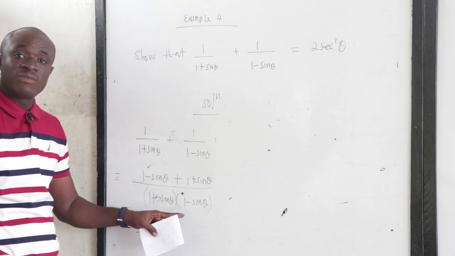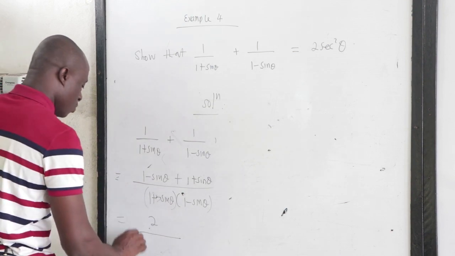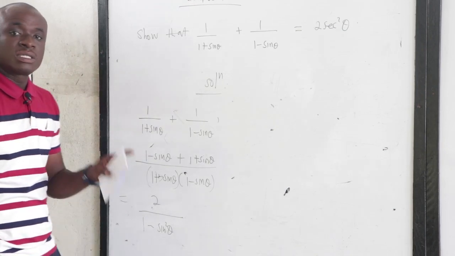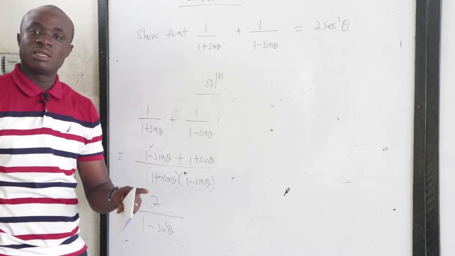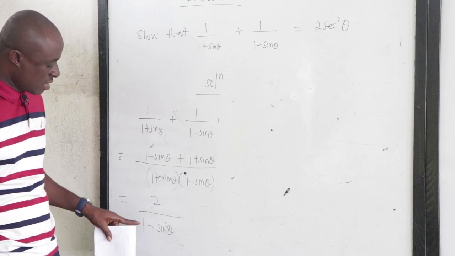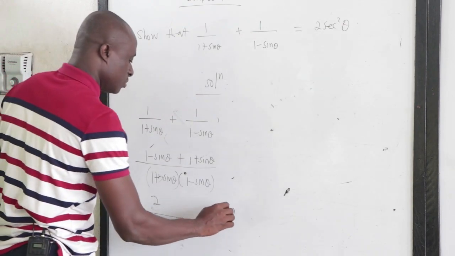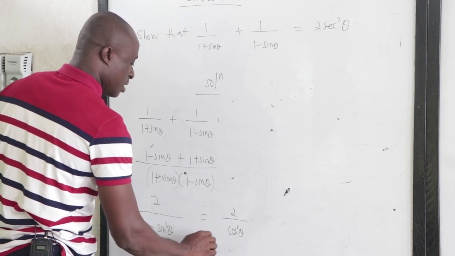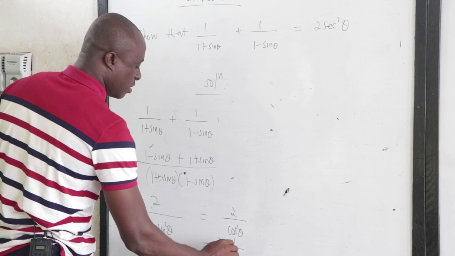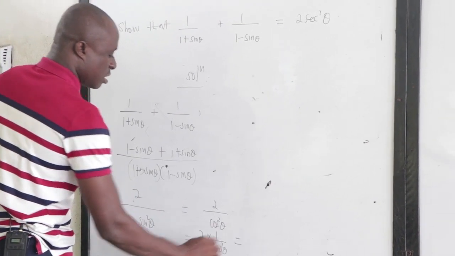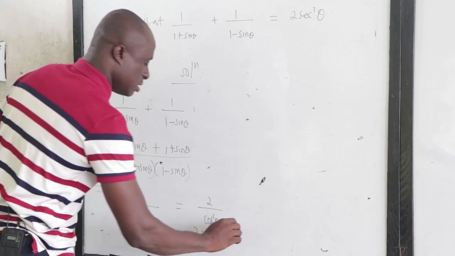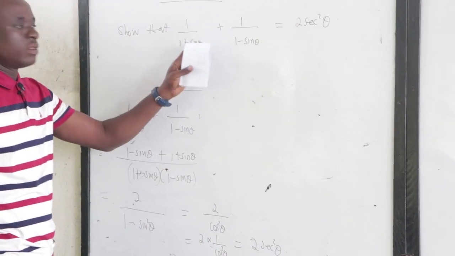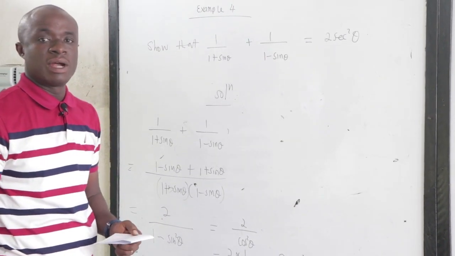Now note that this is difference of 2 squares. So clearly we are going to get 1 square minus sine square theta. Now we know sine square theta plus cos square theta is the same as 1. So clearly here 1 minus sine square theta is the same as cos square theta. And this is the same as 2 times 1 all over cos square theta. And what is 1 over cos? 1 over cos is sec. So this is the same as 2 sec square theta. So we've been able to prove that the left hand side is equal to the right hand side.